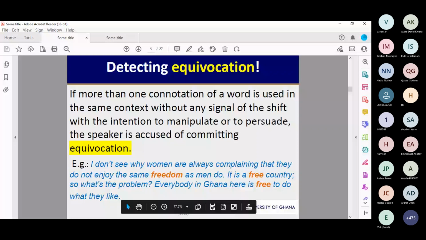So if you argue that women are always complaining and you don't understand why they say that they are not as free as men, I've shown you different reasons why you can make this case. If you disagree with the person complaining, then you tell the person that after all, is Ghana not a free country? Then you further say that everybody is free to do what they like in Ghana here. Is everybody free to do what they like in Ghana here? That's why I asked you those things. Different connotations. Yes, Ghana is a free country, but in a certain sense of the word free.